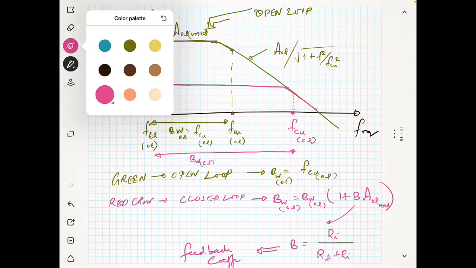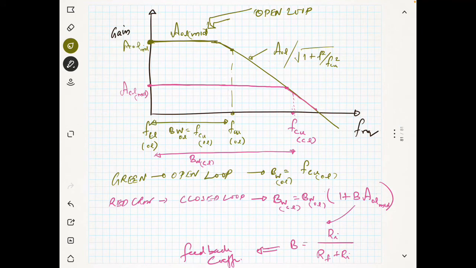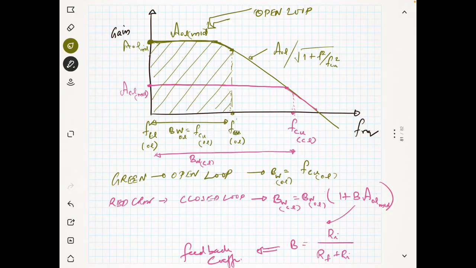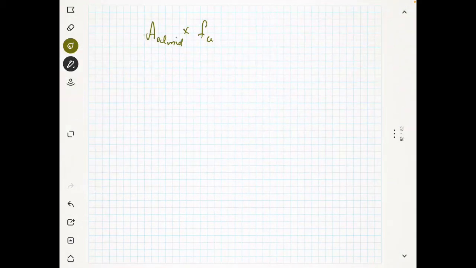Now we will see what is the area under these curves. Okay, what is the area under this curve? You see here that there is an area. You can consider this area up to this. For the open loop case you have an area, and this is the starting point where the gain is decreasing. What is that area? Ignoring this bend, we can approximately write this area as AOL mid multiplied by FCU, because here the frequency is FCU. So that is approximately the area, FCU in open loop. Okay, this is the area in open loop.